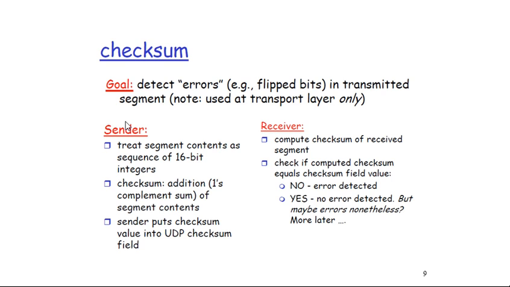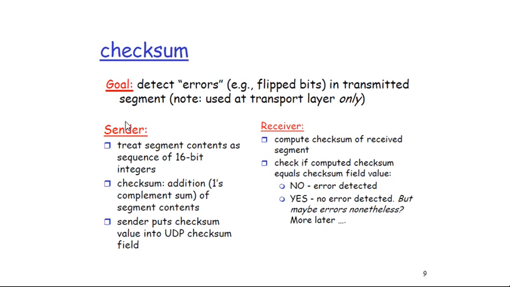What we will do is take the 16-bit sum of the data, create the checksum, and write it in the UDP checksum field, and we will send the whole UDP datagram. The receiver will again calculate the sum of all the 16-bit values and match it with the checksum field in the UDP header received.